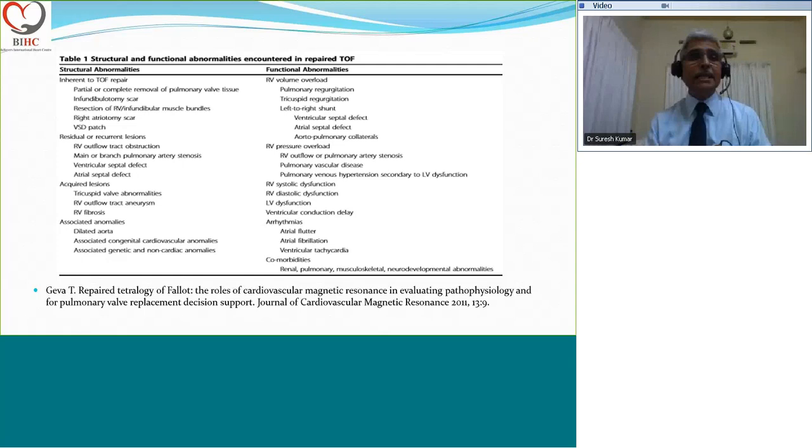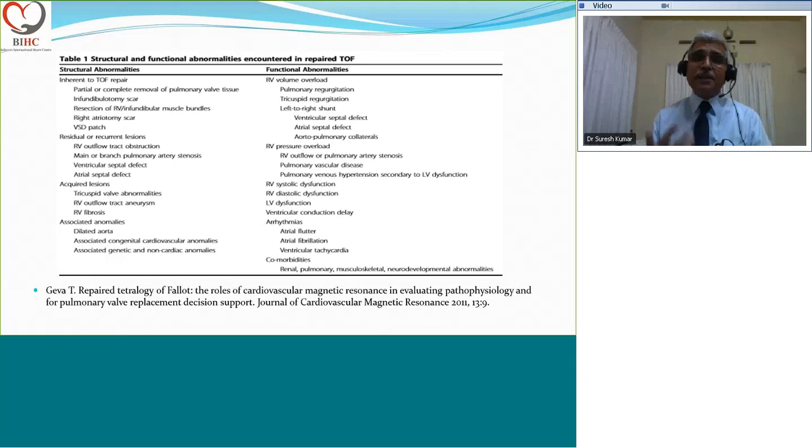Associated anomalies like a dilated aorta, the significance of which we are now understanding a lot more than what we did, say, maybe 20 years ago. Associated congenital cardiovascular anomalies, associated genetic and non-cardiac anomalies, notably 22q11 syndrome and 22q11 deletion and its effects.